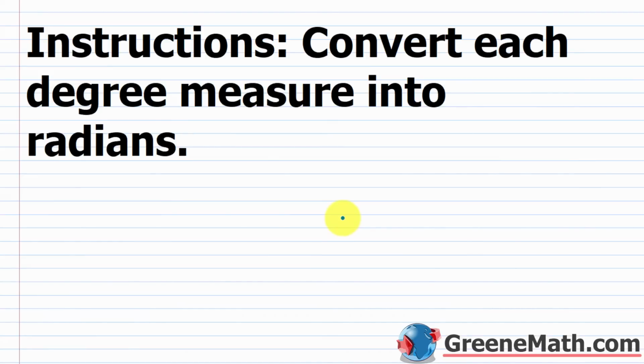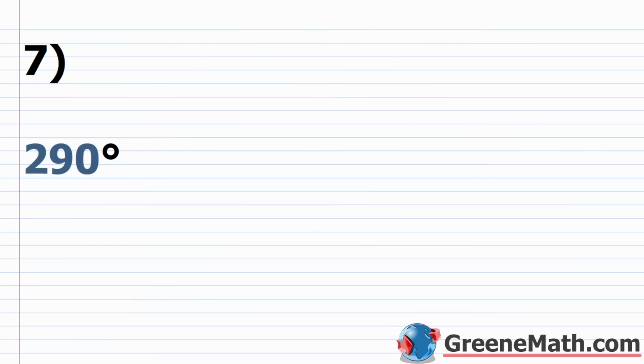All right, now let's change things up. And for the instructions, we're going to have convert each degree measure into radians. So for problem 7, we're going to have 290 degrees. And again, let me write this out. So you have that 180 degrees is equal to pi radians.